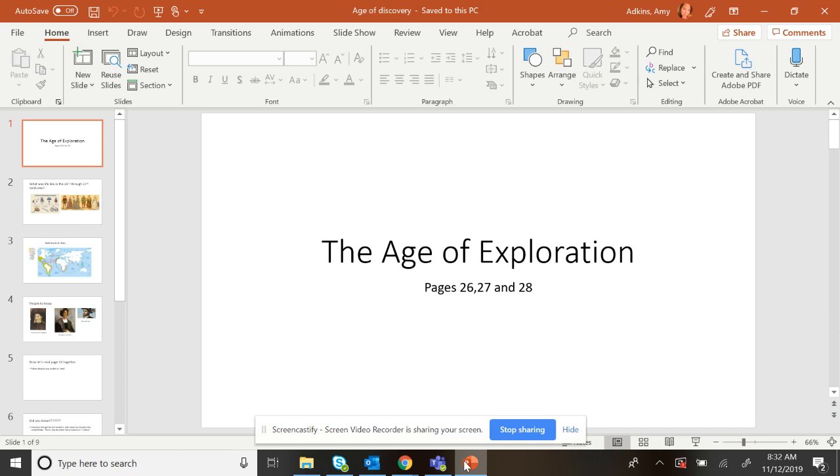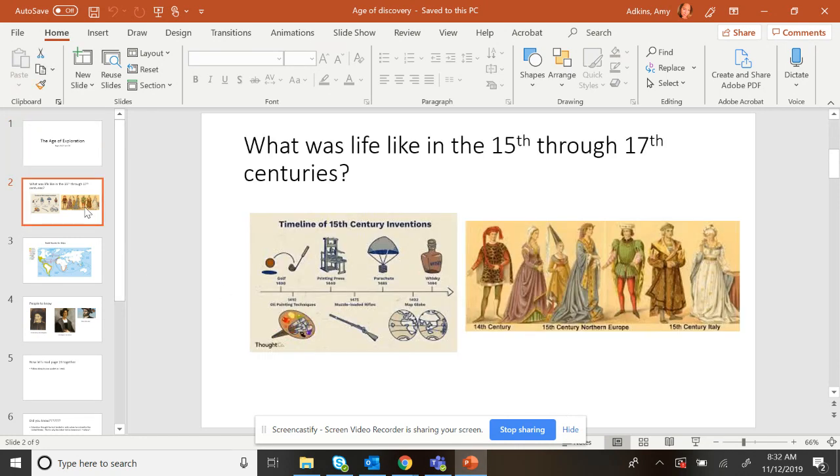Good morning. Please turn to page 27 in your packet. Today we're going to be reading a story about the age of exploration. And let's talk a little bit first about what this is.